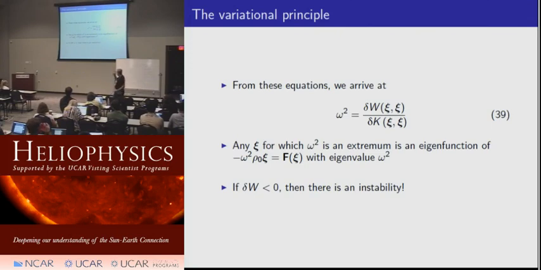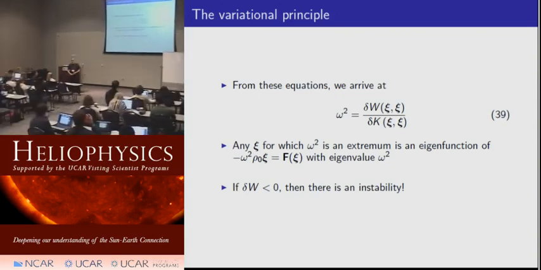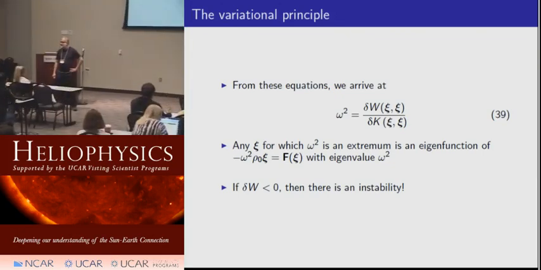I plug it in and do these integrals. You can either do it by hand or on the computer; it's a simple integral that you need to do. If you get delta W negative, then there's going to be a true solution that makes delta W even more negative, so the system must be unstable. Without knowing what the true solution is, you already know something about its stability.